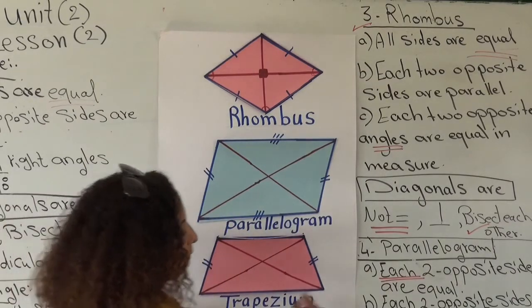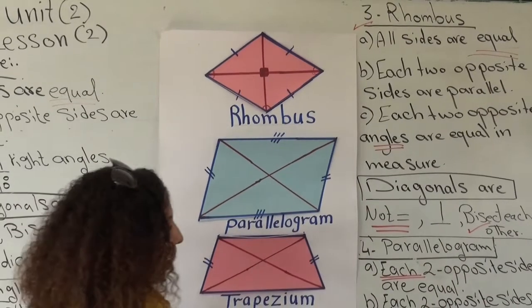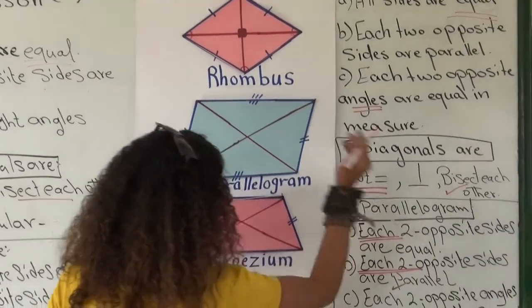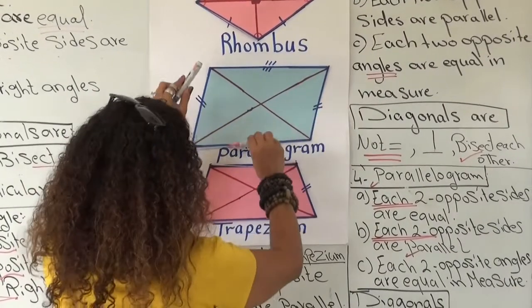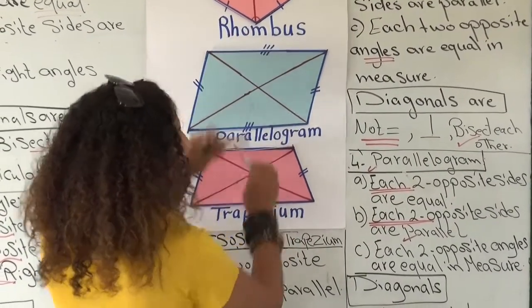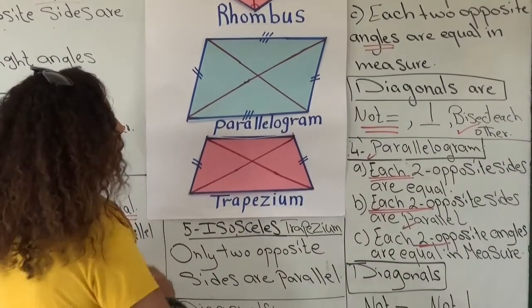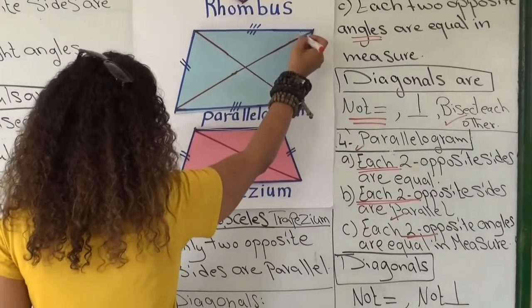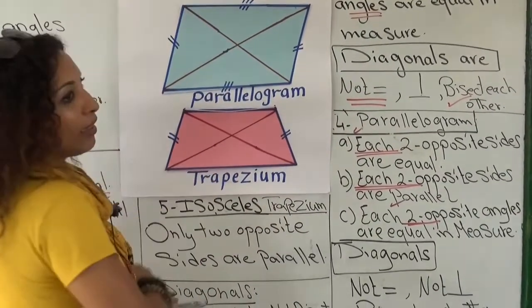Let's move to the second point. Each two opposite sides are parallel. Okay, of course, it is a parallelogram. So each two opposite sides are parallel. Okay, and also each two opposite angles are equal in measure. This angle is equal to its opposite one, and this angle is equal to the other one.